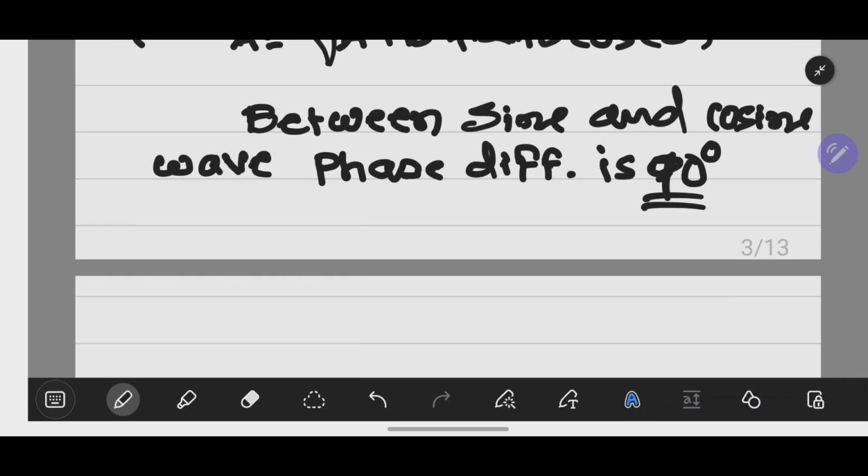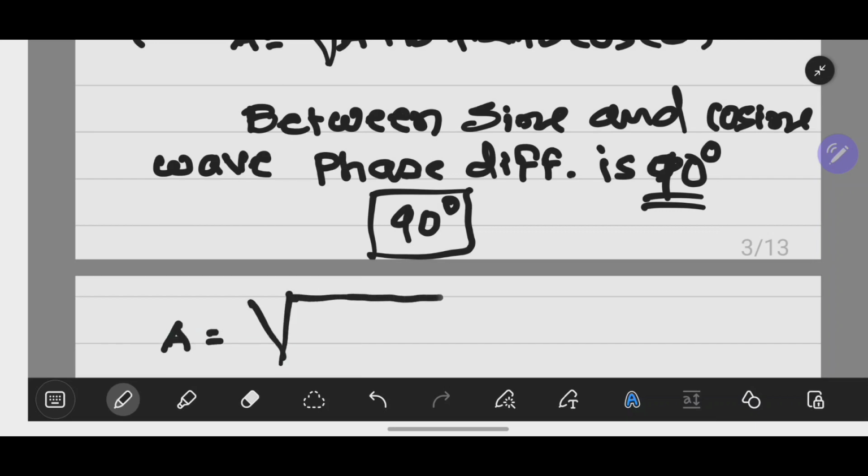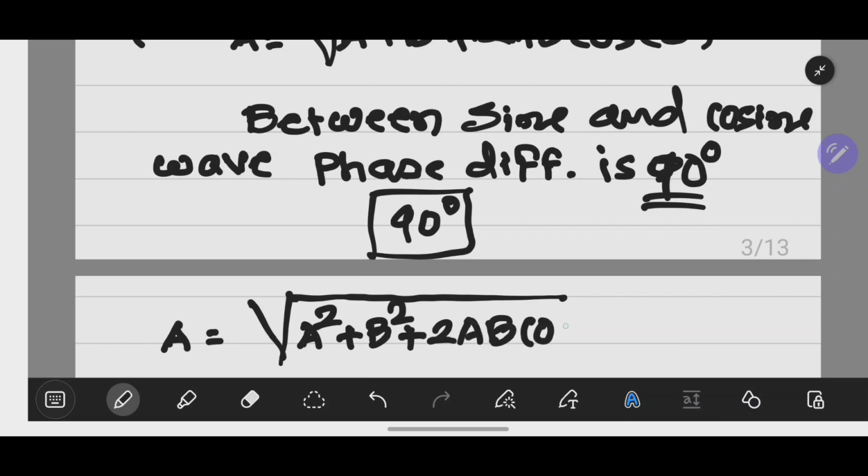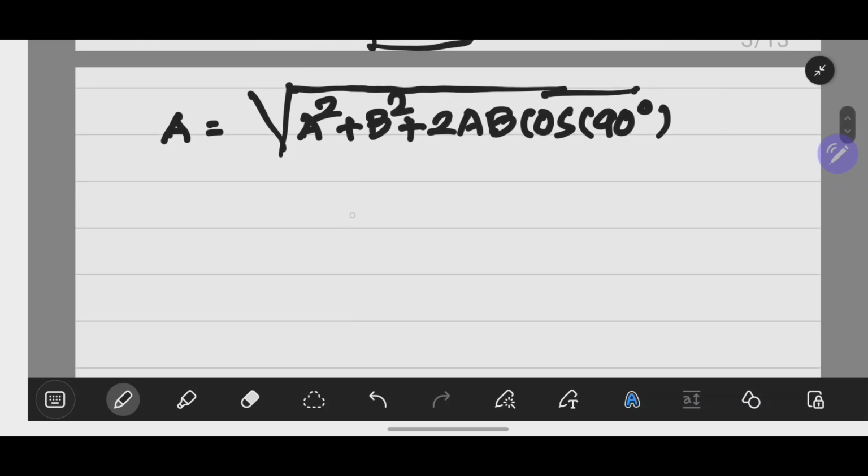Because sine is starting from 0 and cosine is starting from 90, the phase difference is 90 degrees. So if it is a 90 degree phase, then the resultant wave is given by A equals under root of A squared plus B squared plus 2AB cos 90, and as we know, cos of 90 degrees is equal to 0.